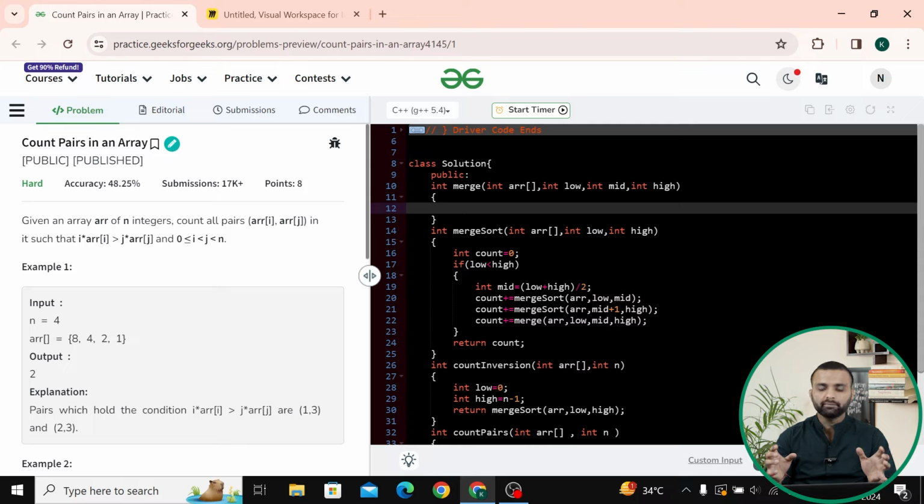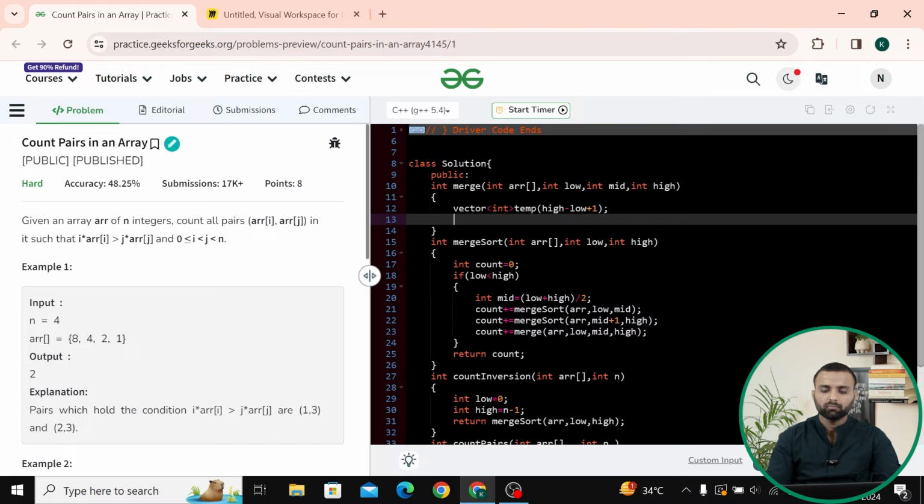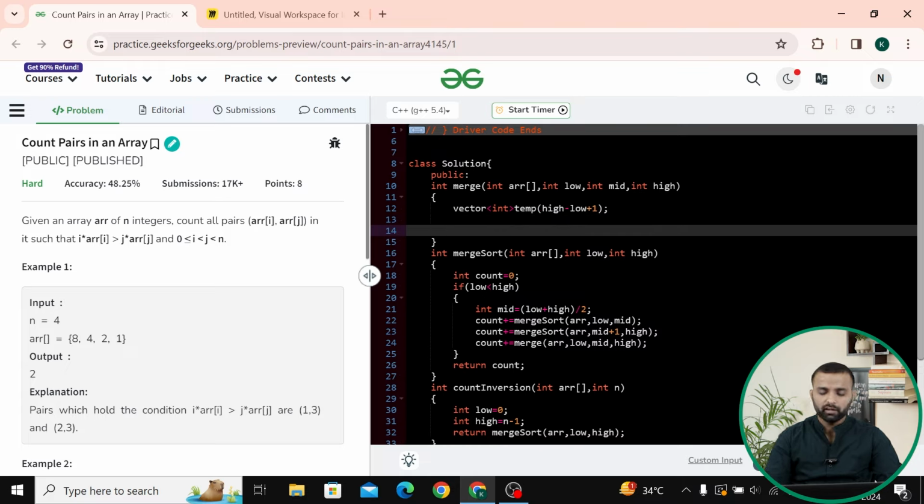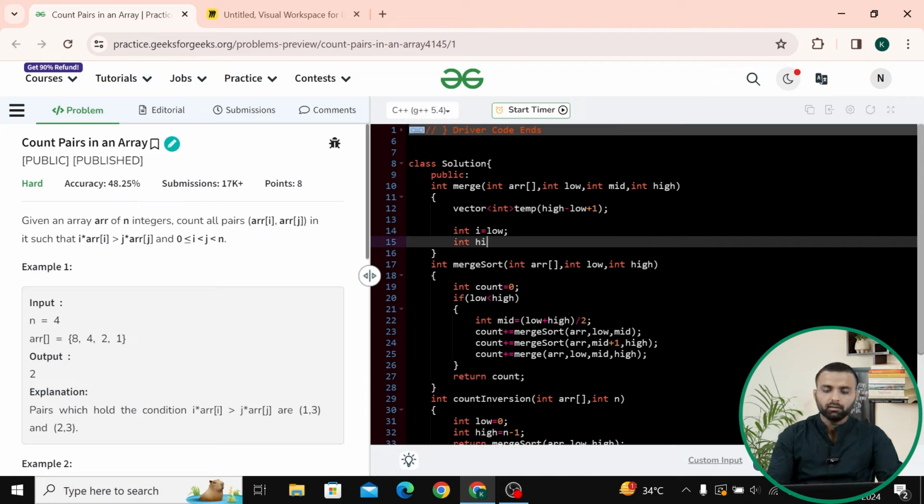Okay, what we are doing here is, first we are creating a temporary array, where we are storing the elements into the sorted part. So what's the size of it? As I said, it's the size of your original subarray. So let me create temp, which is of size high minus low plus 1, right? Now I create a pointer i, which is pointing to low, and your j is pointing to mid plus 1, right?